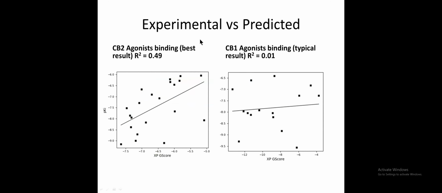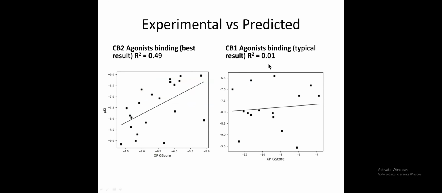So this is some of the results that we've gotten from some work that we've been doing with cannabinoid receptors. There are 2 types of cannabinoid receptors, the CB1 and CB2. These are G protein coupled receptors. They actually have agonist and antagonist forms. And this is some of the best data that we got as far as our CB2 agonist binding. Correlation coefficient of around 0.49.